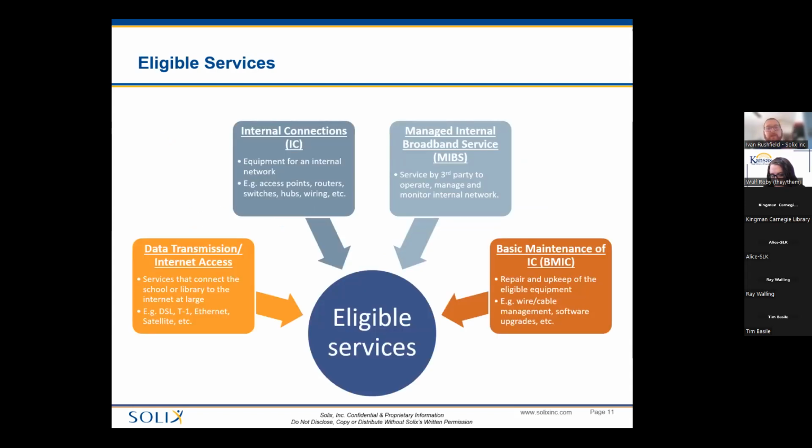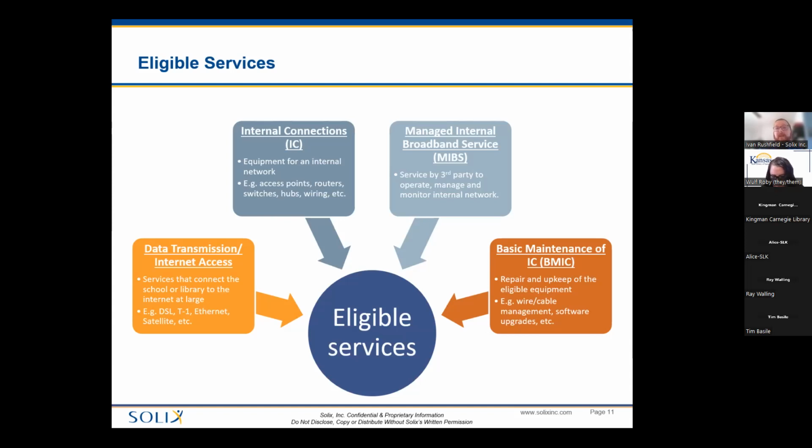So here is a look at what all the services are. Like I said, data transmission, internet access, connecting the library to the internet at large. Hardly anyone uses DSL anymore, so we're talking things like Ethernet and fiber optics. If you're in a very remote area, you might use satellite, although those of us that have experienced satellite know it's not your first option.